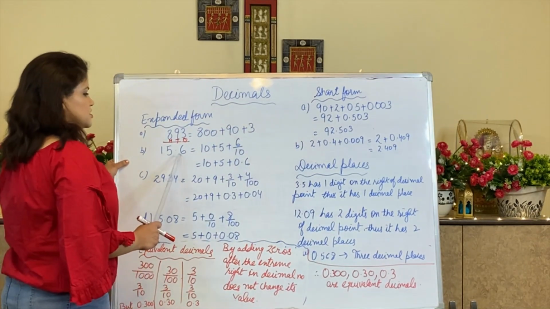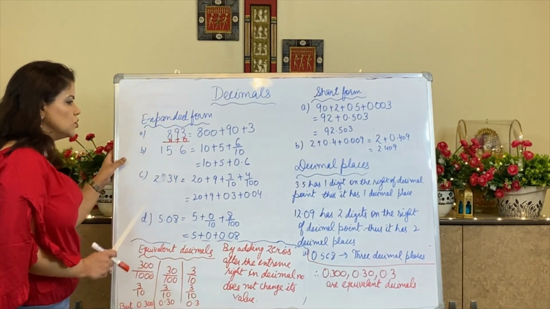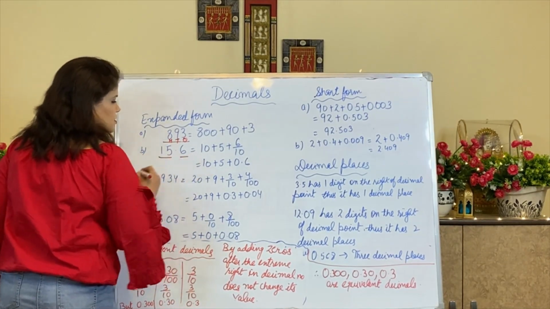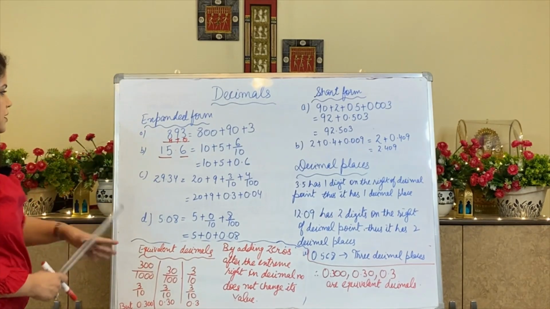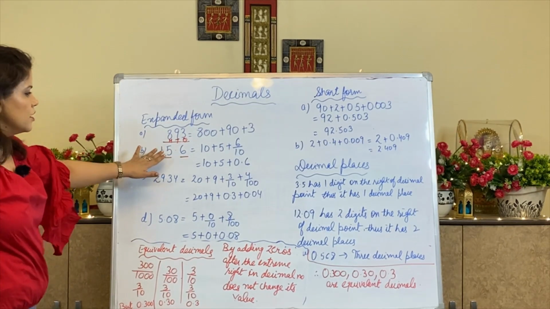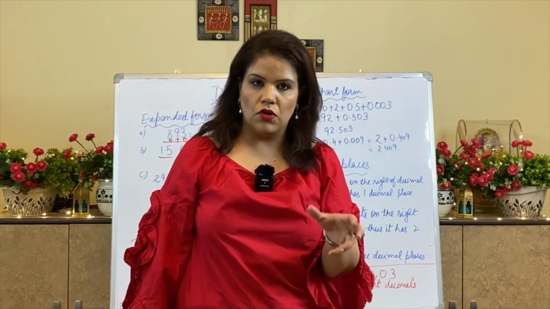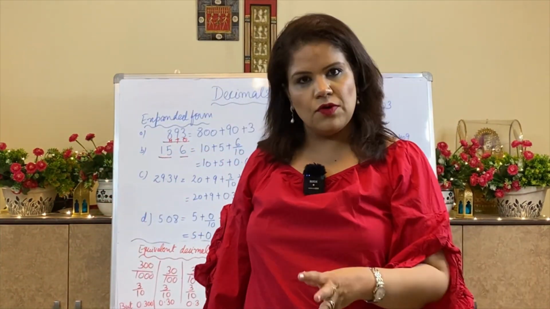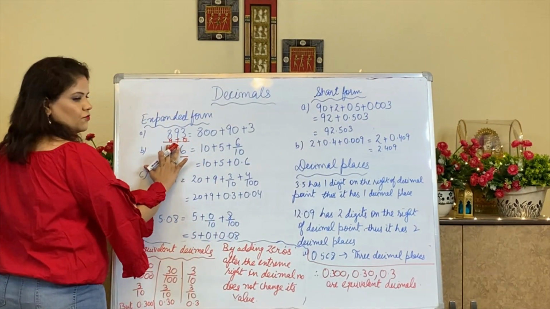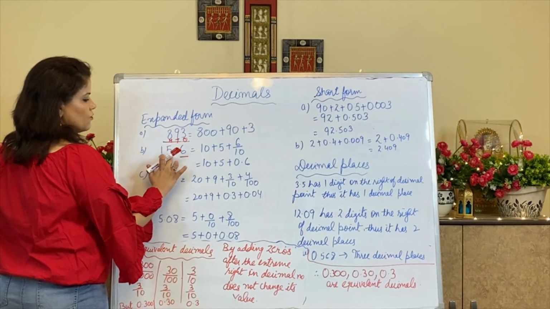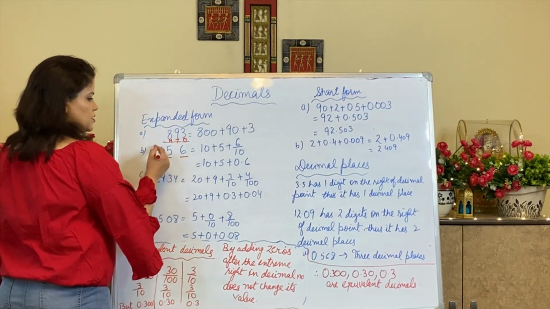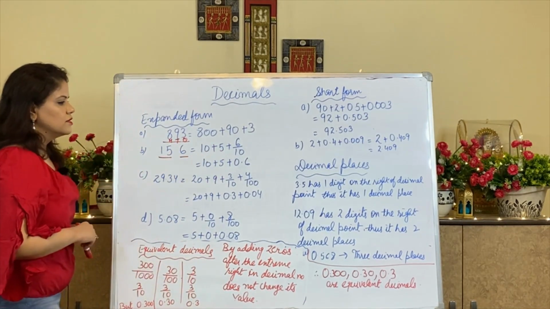Now for the decimal number 15.6, how do we write it in expanded form? This part is the whole part and this is the decimal part. The whole part is 15. This is at the tens place, this is at the ones place. The numbers in the whole part we take as normal numbers. Since after 1 we have only one number, we will write it as 10. After 5 we don't have any number in the whole part, so we will write 5.